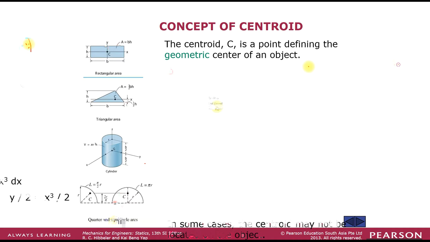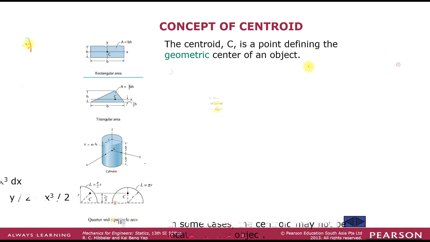When we integrate, the numerator gives 1 over 5 times x to the power of 5 between the limits 1 and 0, and the denominator gives 1 over 4 times x to the power of 4 between the limits 1 and 0. So when we put in the limits, it is 1 over 5 divided by 1 over 4, which is equal to 0.8 meters.